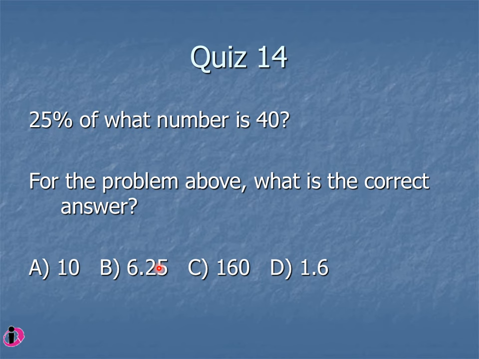Now what would be the answer here? We are looking for the base, right? So the base is portion by rate. Your portion is 40 and the rate is 0.25. If you just do this, 40 over 0.25, it will be 160, right? The right answer is C.